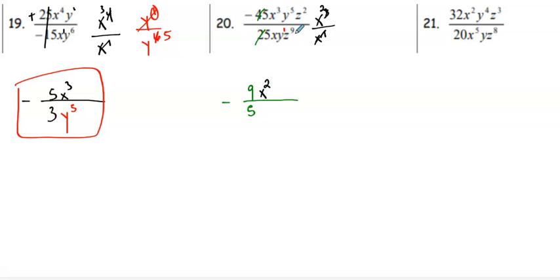Y to the fifth and y to the first. I have more in my numerator, so I'm just going to stay in my numerator. I'm going to take one of these y's from my numerator and be left with 4 of them.